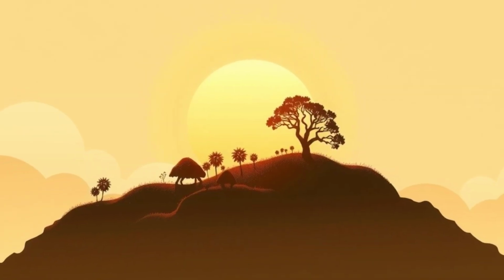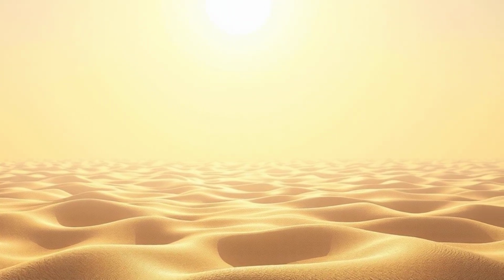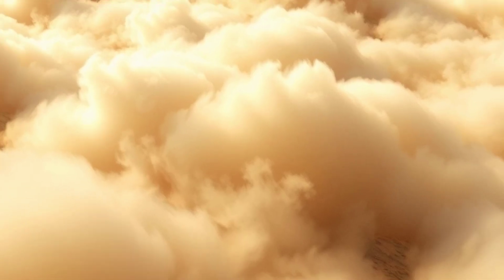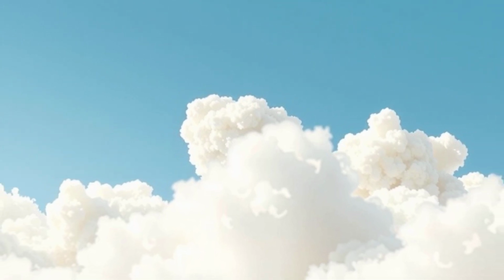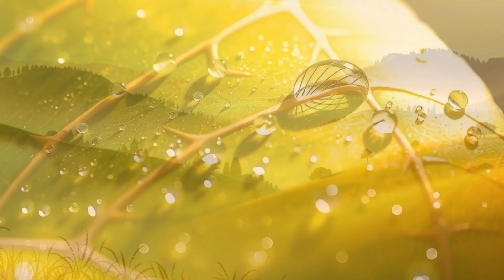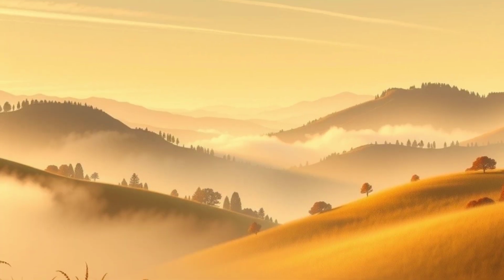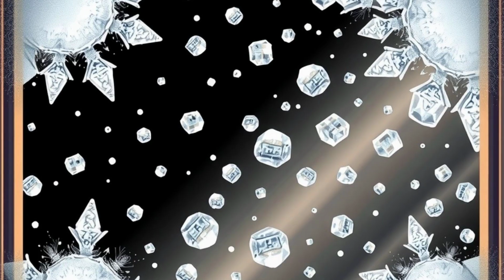Now let's talk about where clouds come from. It all starts with the sun. The sun heats up the Earth's surface, which in turn heats the air above it. This warm air, loaded with water vapor, rises into the atmosphere. As it goes higher, the air becomes cooler, and the moisture starts to condense. So, clouds are essentially the result of warm, moist air rising, cooling down, and turning into water droplets or ice crystals.